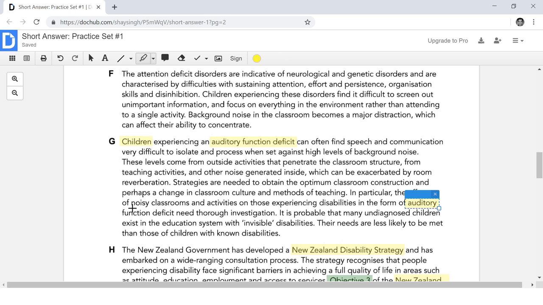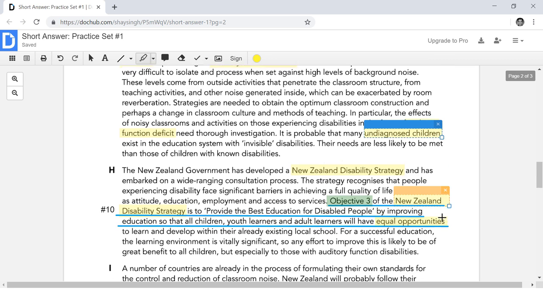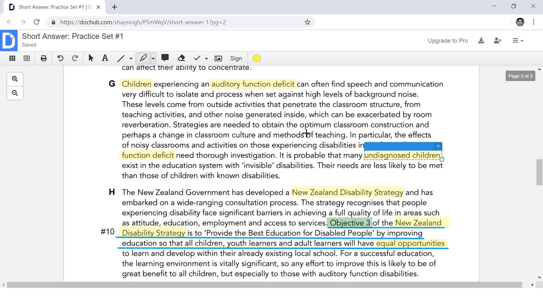Again, there's a mention of auditory function deficit here. Oh, check that out. Many undiagnosed children. Remember, the question asked us about undiagnosed children. So I'm pretty sure that we're going to find our answer in this paragraph, and more specifically, we're probably going to find our answer down here somewhere.